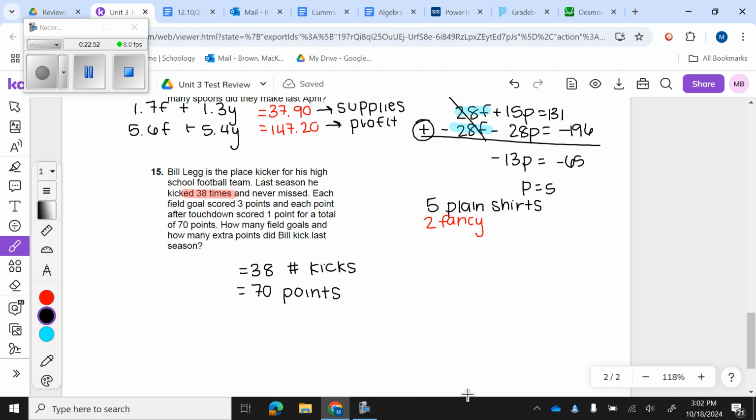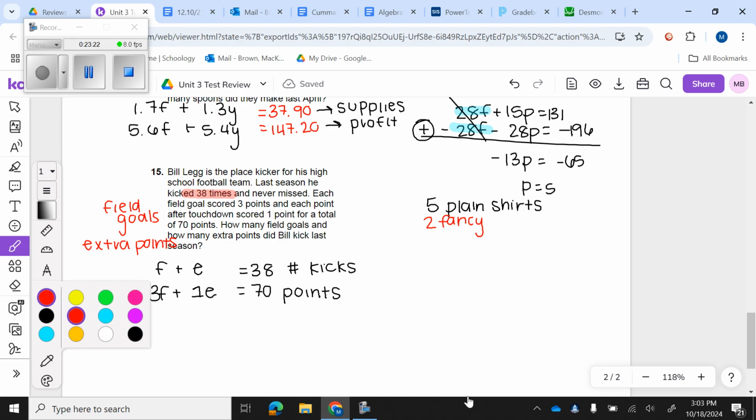How many field goals and extra points did he win? Well, the two things we're talking about are field goals and extra points. All right, so the total, so I'm going to have field goals plus my extra points are going to give me my 38 kicks. Well, now I got to talk about points. Well, a field goal is 3 points, and an extra kick is 1 point, so I'm going to have my 70, okay? I'm set up to solve with elimination.